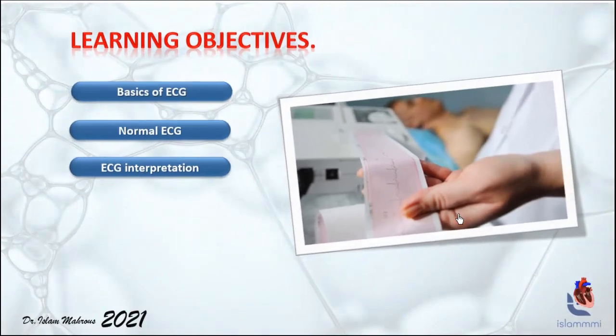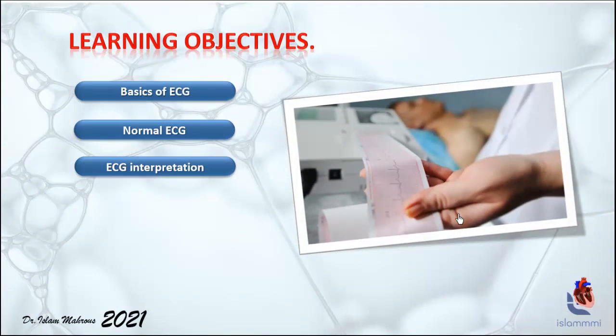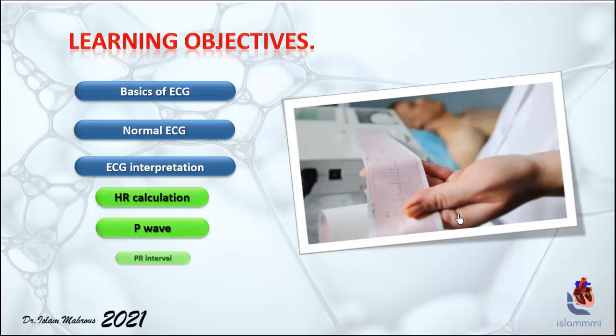My learning objectives today will be the following. I'll give you some basics about the ECG, and then we will move to the normal ECG, how it looks like, and then we will try to find a scheme for how to reach the diagnosis of the ECG through the heart rate calculation, the P wave, the PR interval, and finally the R wave.